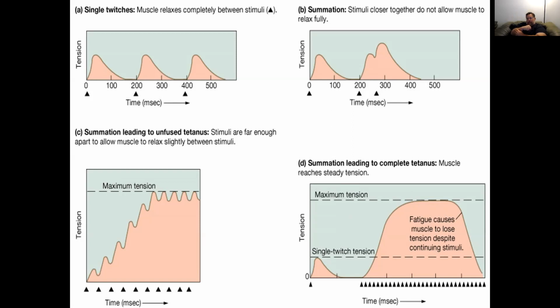You see the individual contractions. Imagine my arm being the frog's. Over here we have unfused tetanus, where my arm's flexing. And then over here we have complete tetanus, and you can no longer see because it's so tight. It's like lifting a heavy weight at that point.